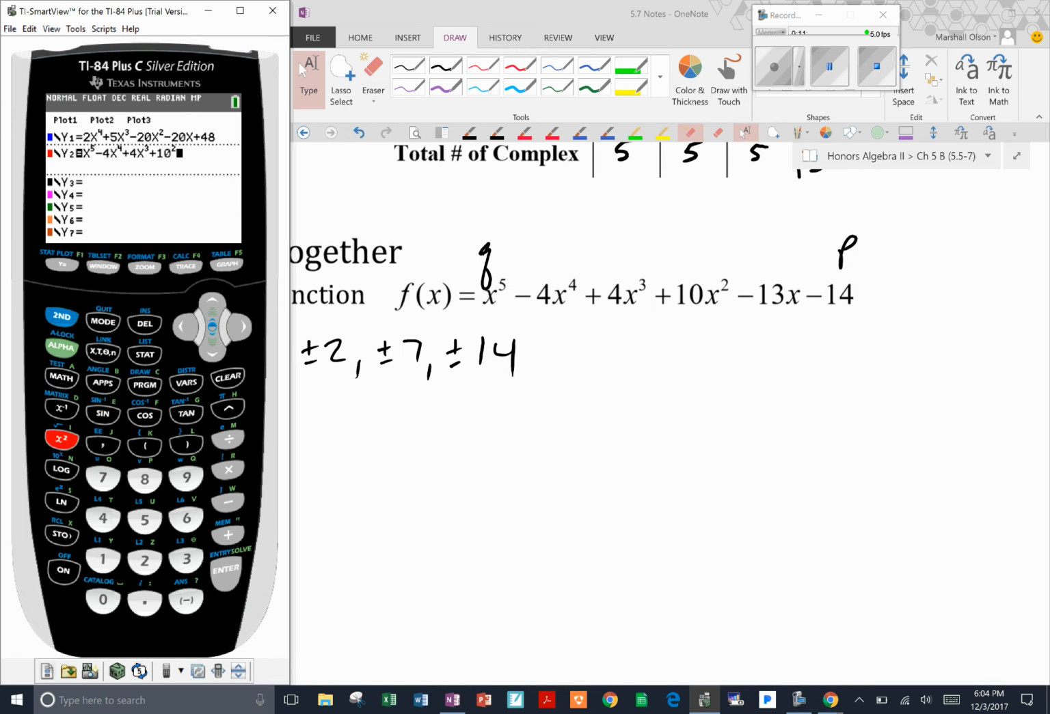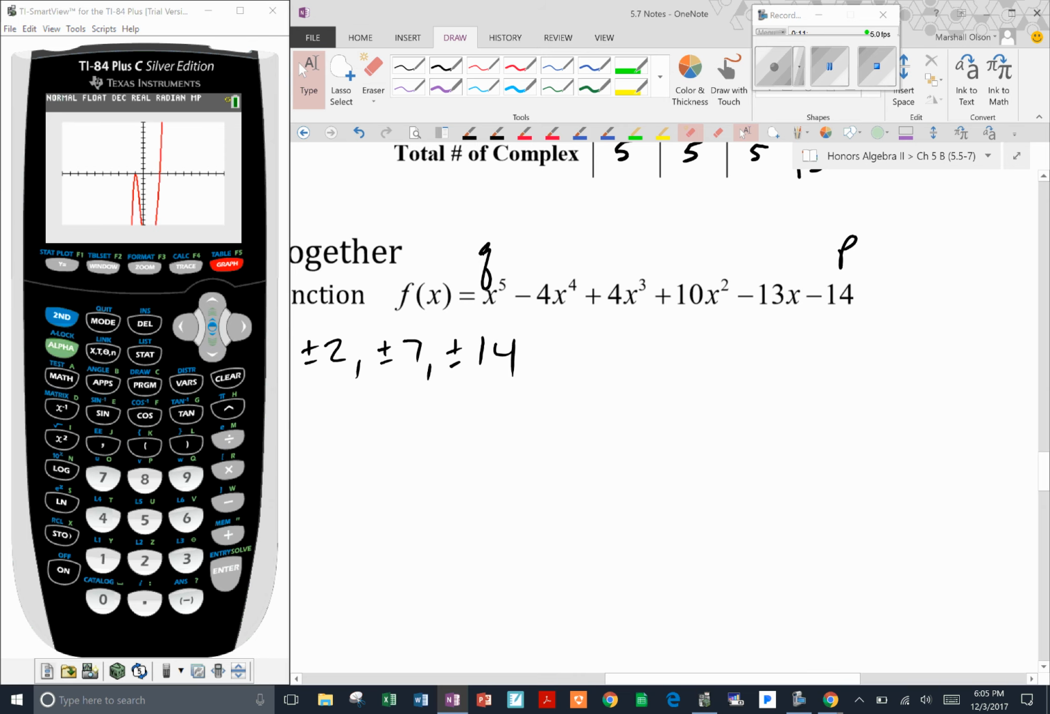So we're going to continue on with the rest of that function the way it's supposed to be. 10x squared minus 13x and minus 14. Okay, I'm going to go to the graph. And I just have it at the standard zoom, so if you're getting any sort of error here, make sure your plots are off, or if you can't see anything, we may have to change your window.